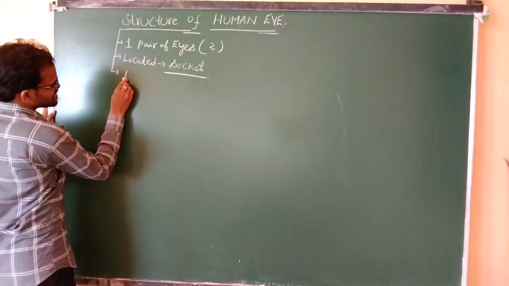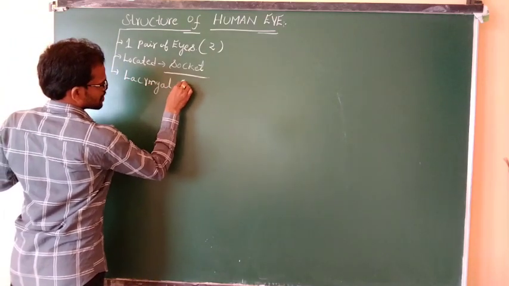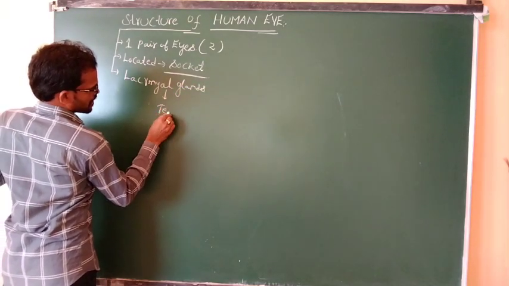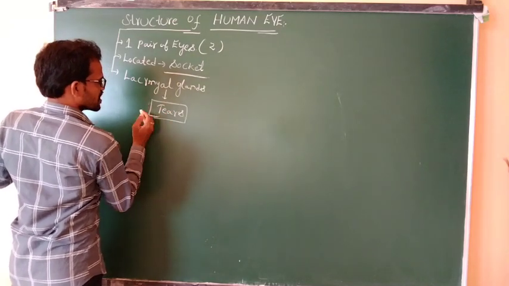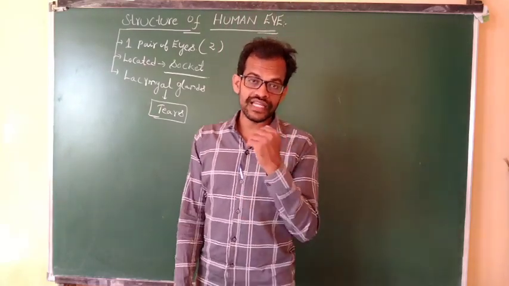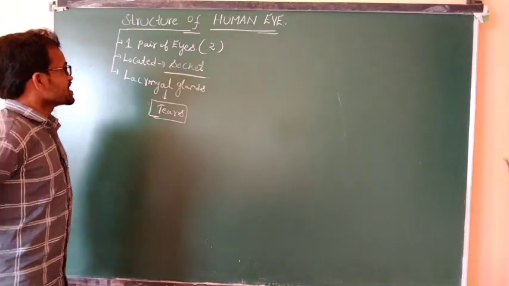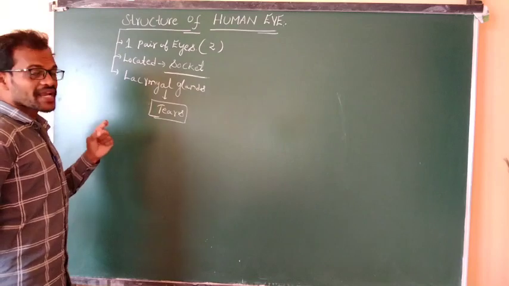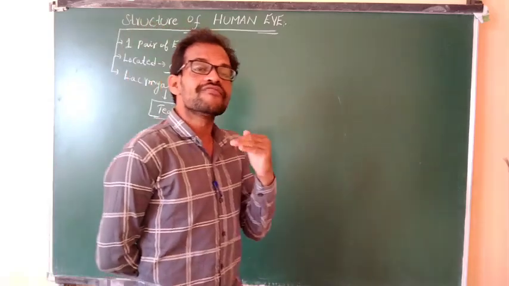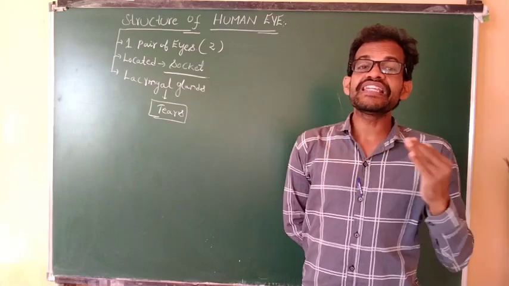Lacrimal glands produce tears. The tears are helpful for cleaning dust particles in our eyes. If you observe the human eye, one pair of eyes is present. It is located in the socket of the orbit. The lacrimal glands secrete tears, and these tears are helpful for cleaning the eye.